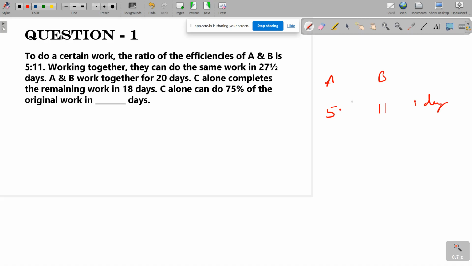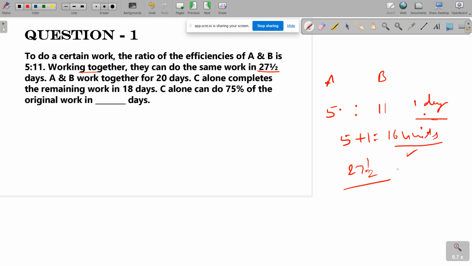So if they are working together, how much work are they completing? They are completing 5 plus 11, that is 16 units of work in one day. It says working together they can do the same work in 27 and a half days. In one day they complete 16 units, but to complete the work it will take them 27 and a half days.